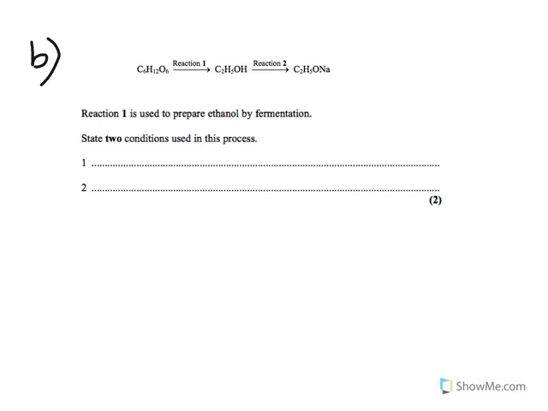Okay, so reaction 1 is used to prepare ethanol by fermentation. State 2 conditions used in this process. So first of all, for fermentation to take place, there needs to be anaerobic respiration. So that means that there needs to be no air or no oxygen, right? So that anaerobic respiration can take place and ethanol can be produced. And also, you need yeast, because yeast is like a bacteria which ferments. Yeah, it's a fermenter, and it helps produce the ethanol.